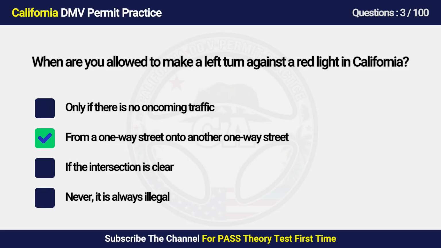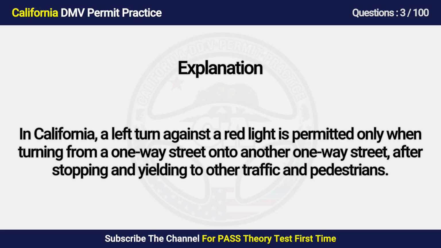Answer is B. From a one-way street onto another one-way street. In California, a left turn against a red light is permitted only when turning from a one-way street onto another one-way street, after stopping and yielding to other traffic and pedestrians.